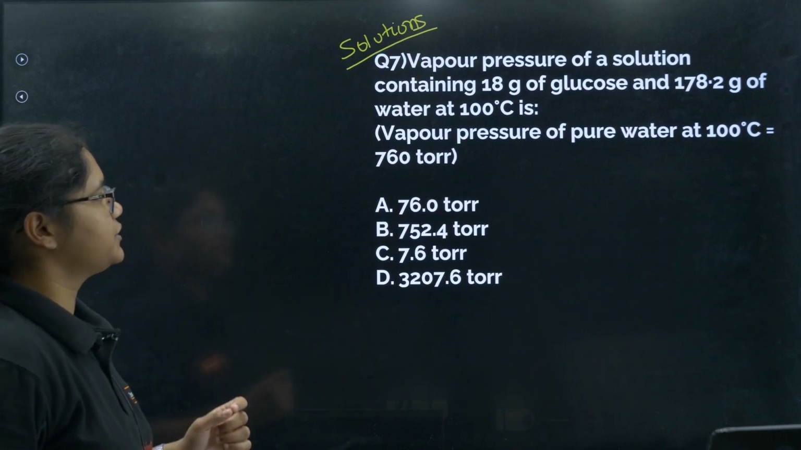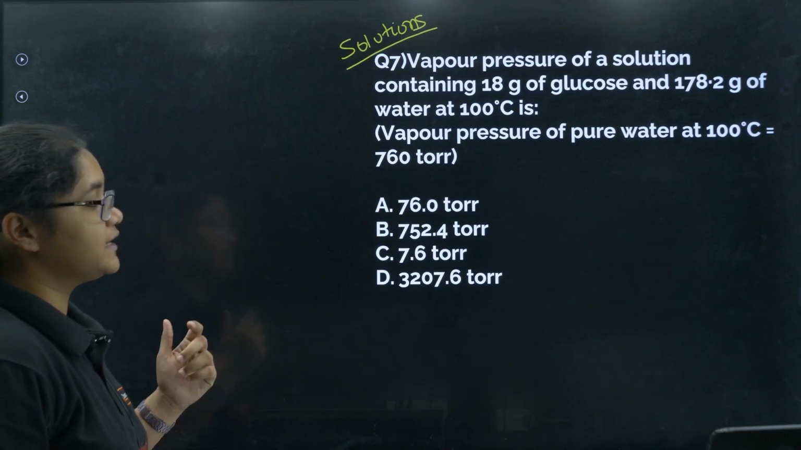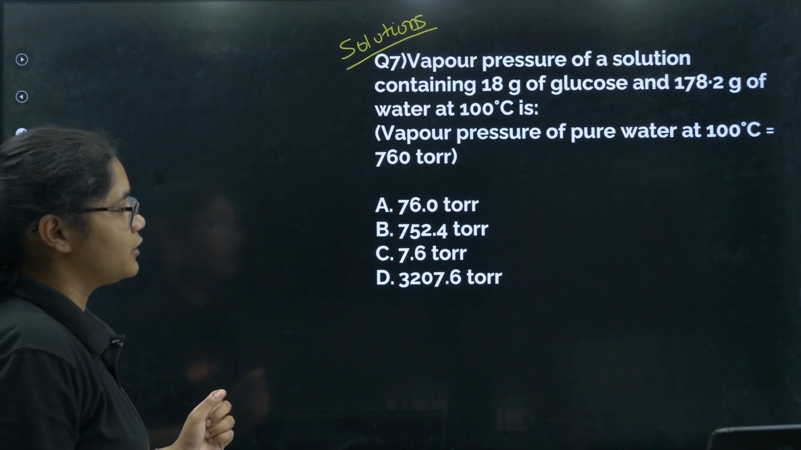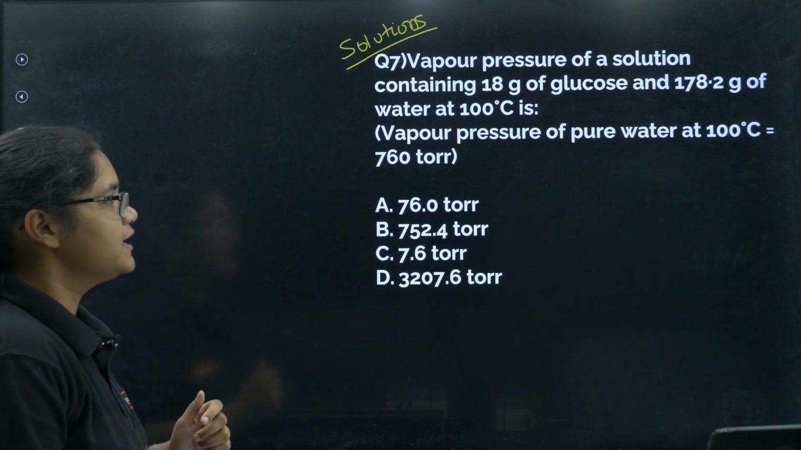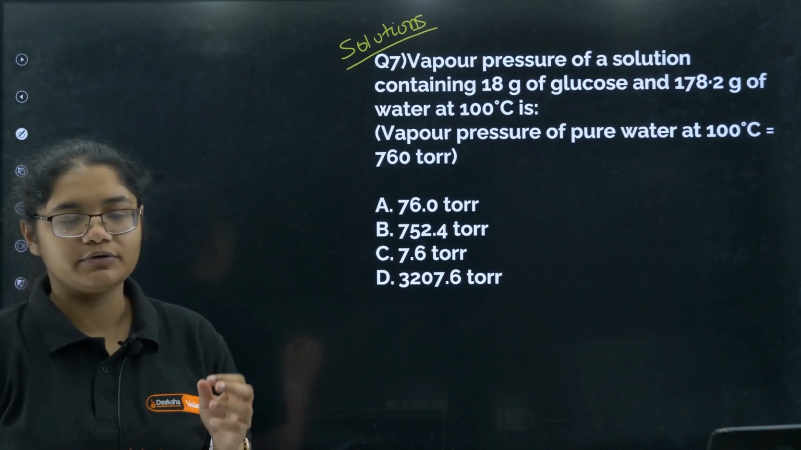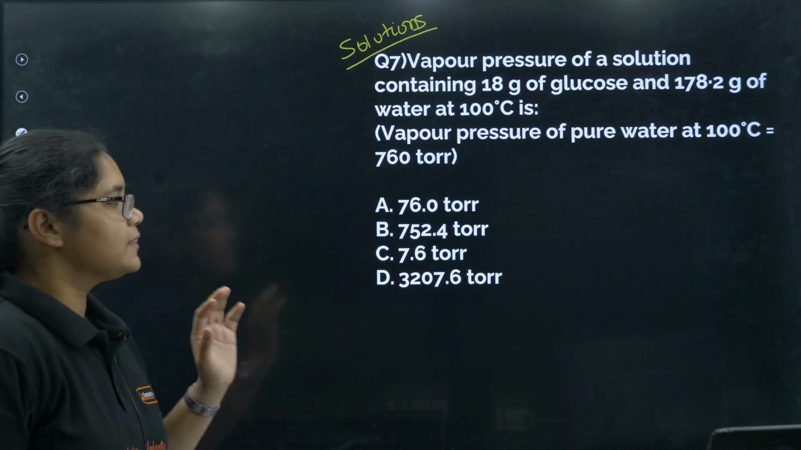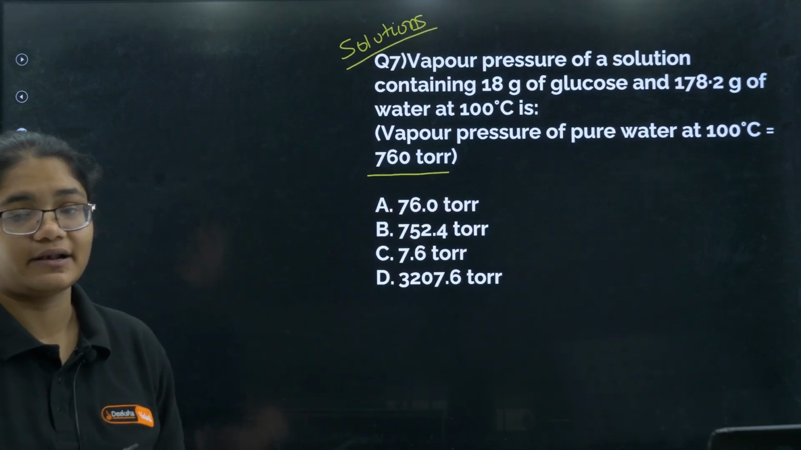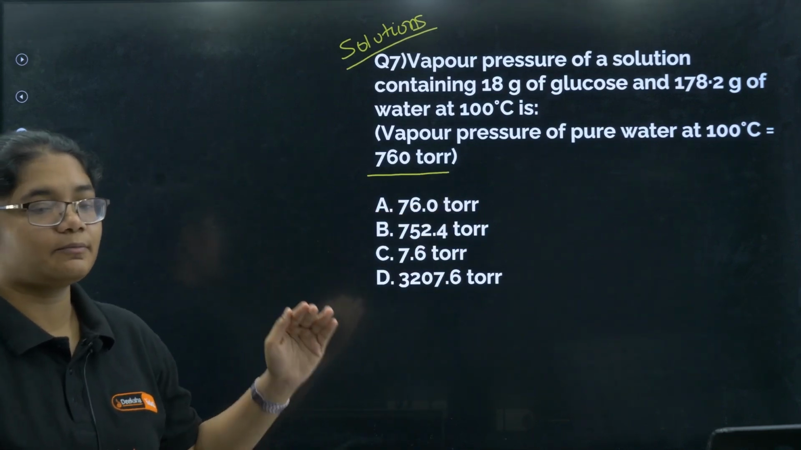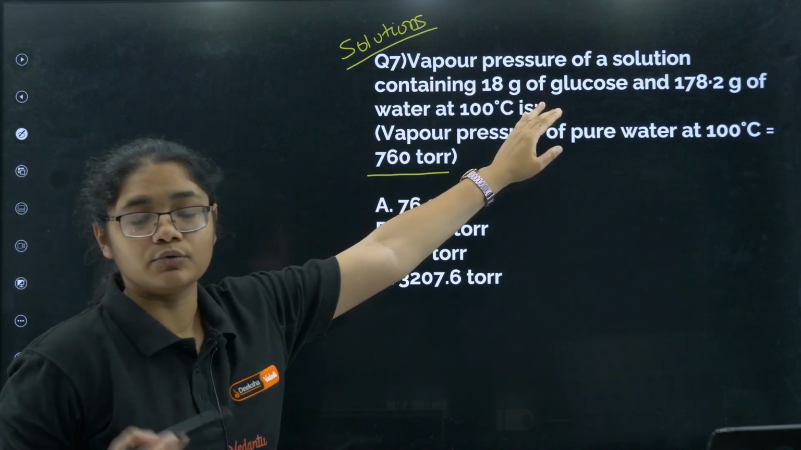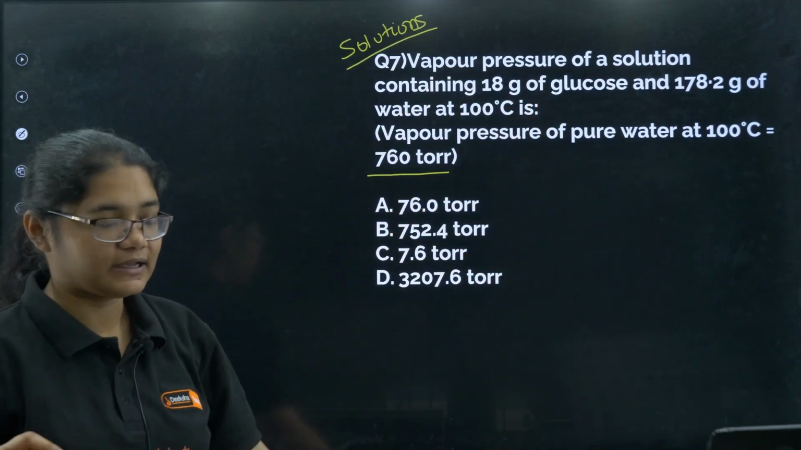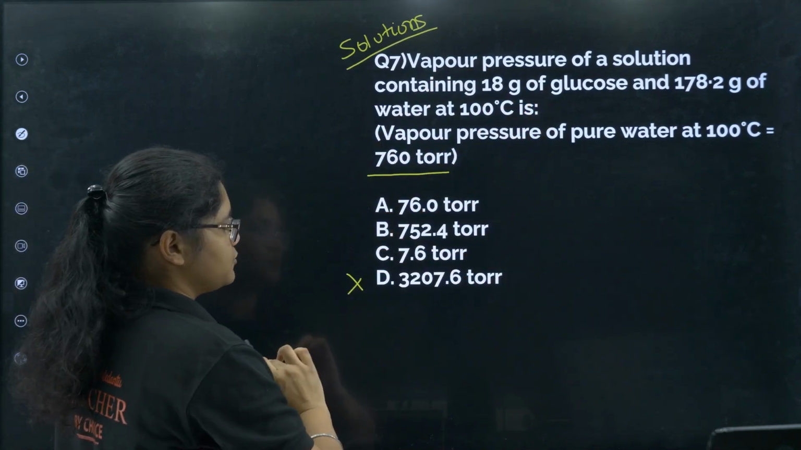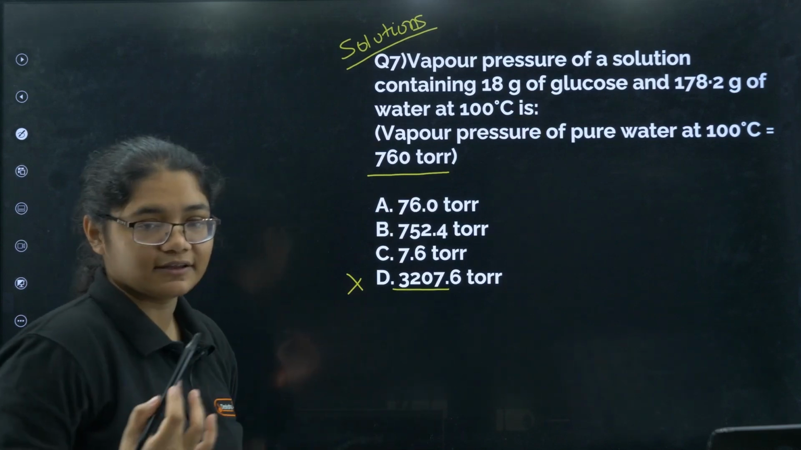Vapor pressure of a solution containing 18 gram of glucose and 178.2 gram of water at 100 degrees Celsius is. So you know, when you add a solute, the vapor pressure will decrease, right? The normal vapor pressure of water at 100 degrees Celsius is 760. So the value of the vapor pressure of the water, when you add glucose to it, will decrease. So I cannot have this as the option, right? Because this is more than 760.